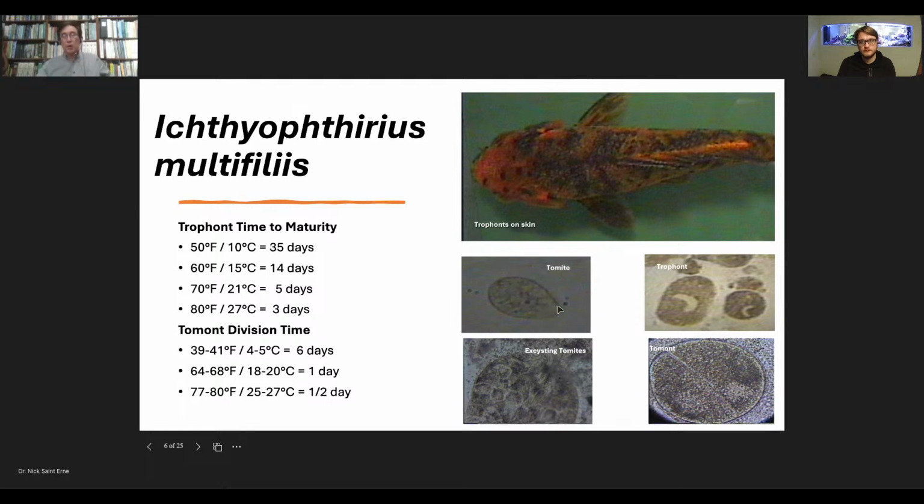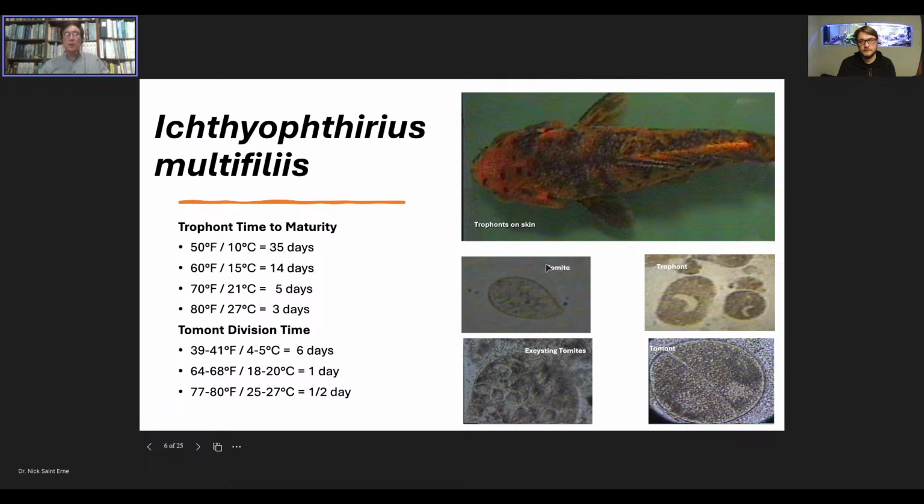The tomite swims around the aquarium looking for a fish. Depending on temperature, it usually only has a day or maybe a couple days before it finds a fish and attaches to it. If it doesn't get on a fish by that time, it will die. So that's one piece of good news. It's the only stage of the parasite that's susceptible to the medications we use.